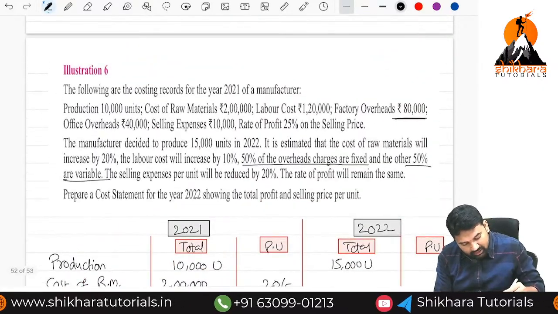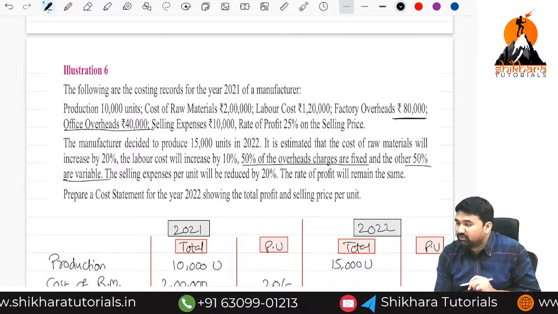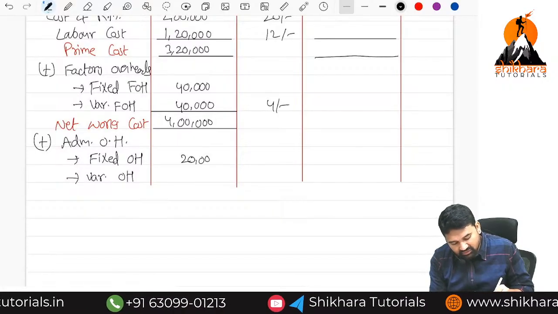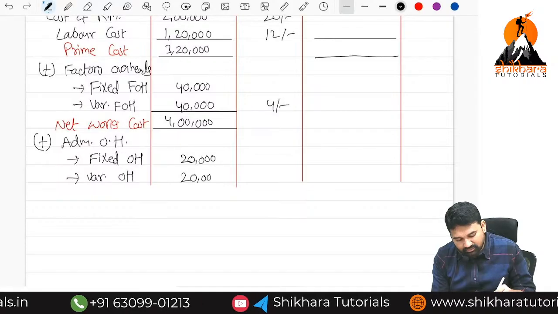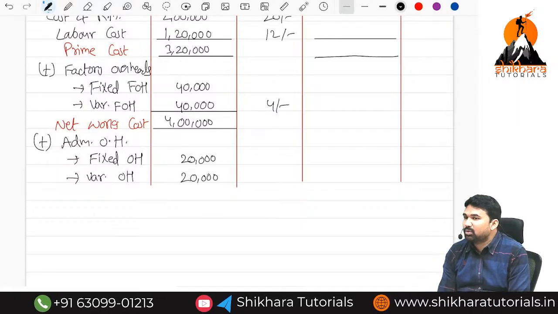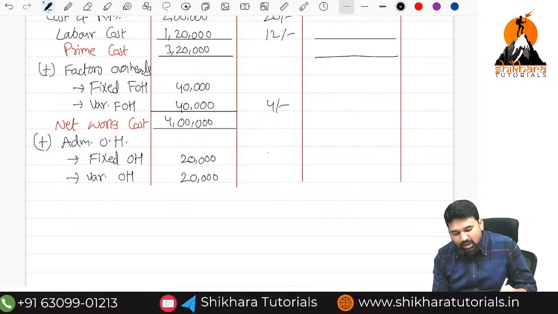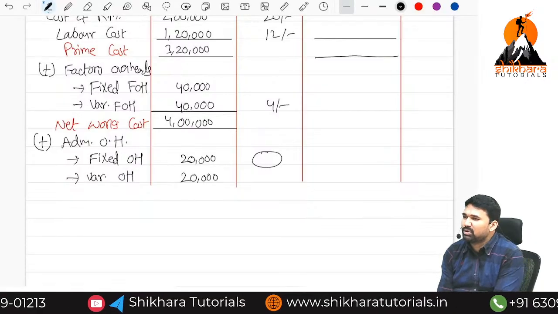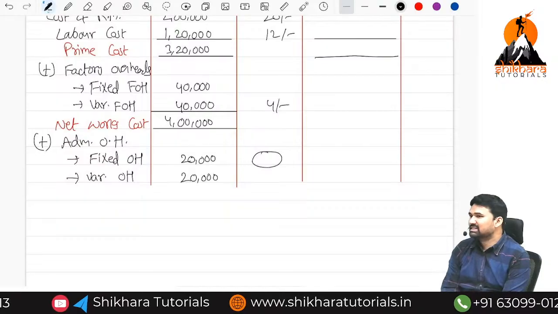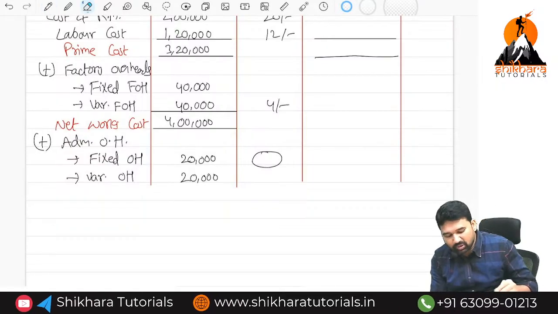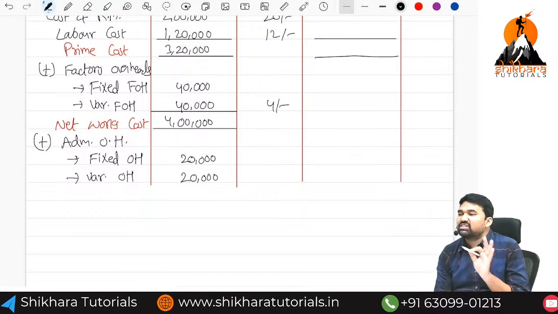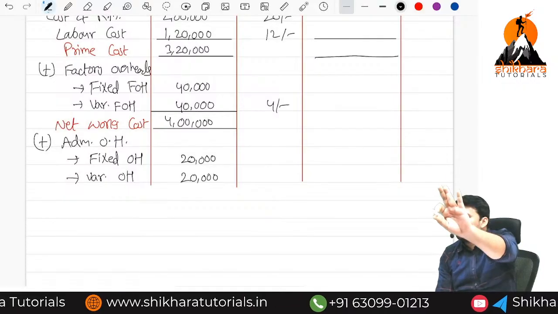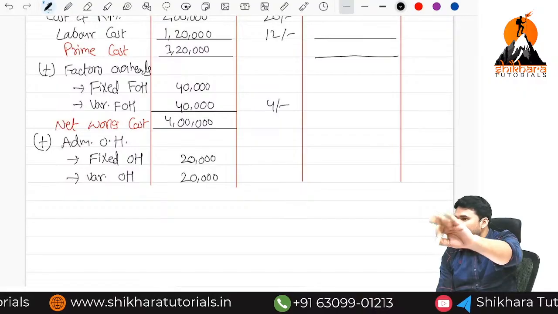And how much is office overheads? 40,000. So out of 40,000, 50% means 20,000 fixed and remaining 20,000 variable. Is there any logical point in finding cost per unit of fixed overheads? No, there is no point. It will keep on changing. That is why we are not going to calculate cost per unit of fixed overheads. We calculate only cost per unit of variable overheads, because it will not change.